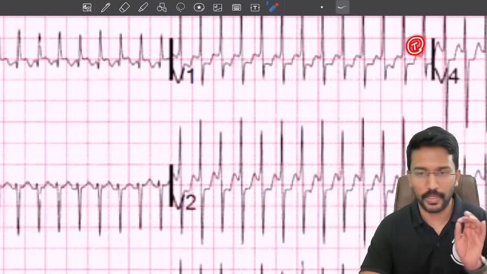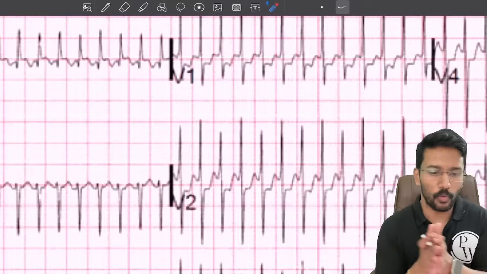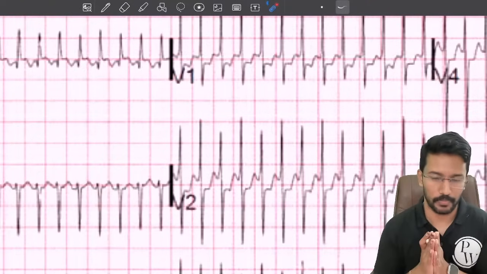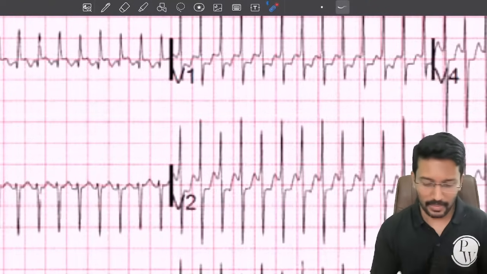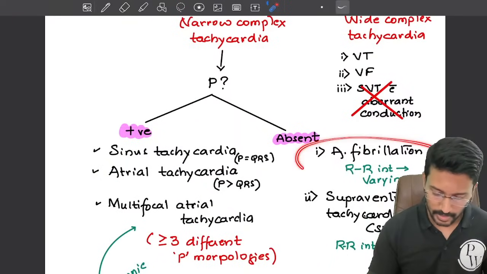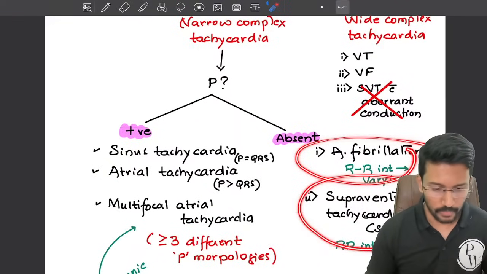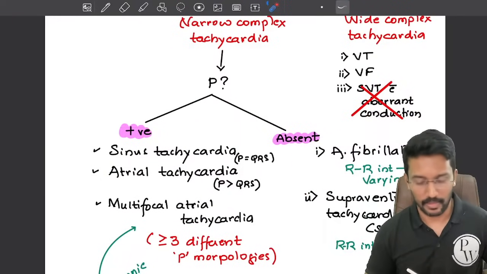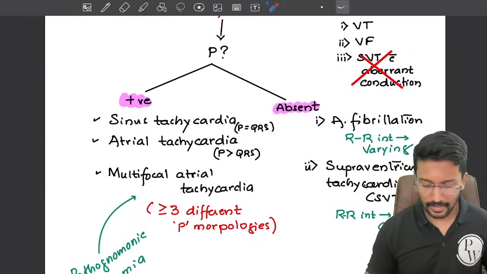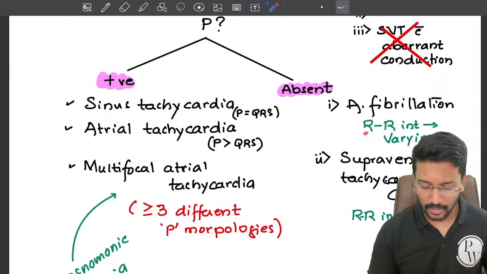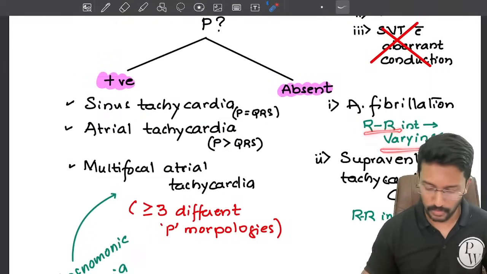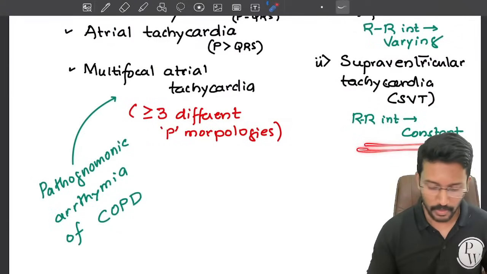P is not there, right? So when there is no P wave, then it is narrow complex tachycardia with absent P wave. In that case, we have only two differential diagnoses, atrial fibrillation and supraventricular tachycardia. Now how to differentiate in that case? In atrial fibrillation, the RR interval will be varying, it will not be constant. In supraventricular tachycardia, it will be constant.